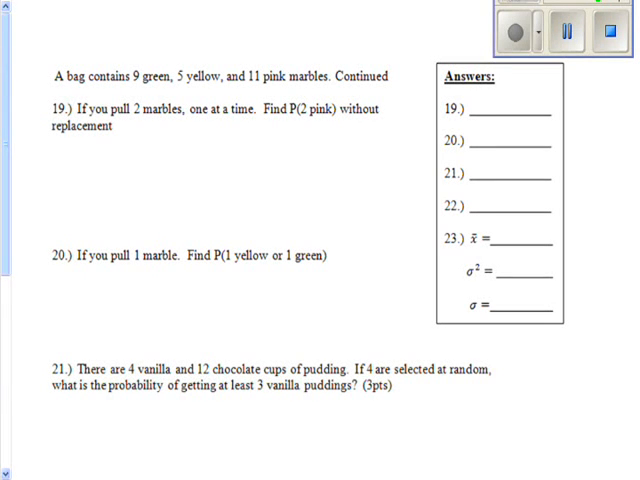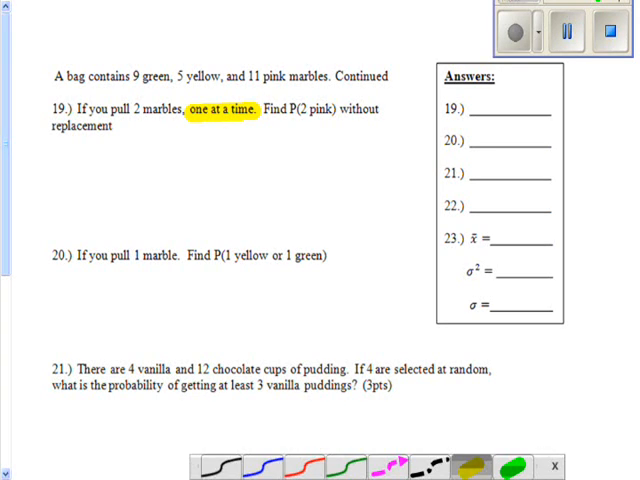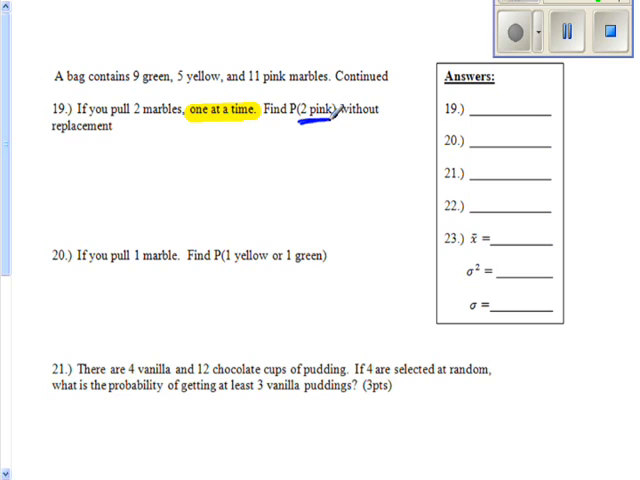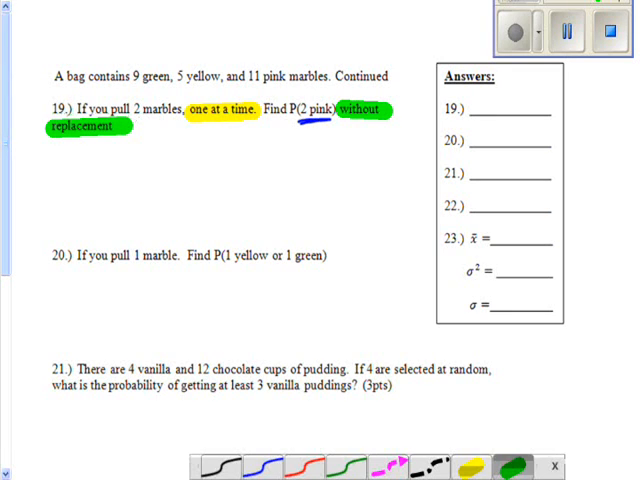Here, it says if you pull 2 marbles, and again, 1 at a time implies that this is simple probability. We want the probability of 2 pink, so we want a pink each time. The other key piece of information is without replacement. So without replacement this time, if I look here, the probability of pulling a pink marble, since it's simple probability, I go right to the fractions.